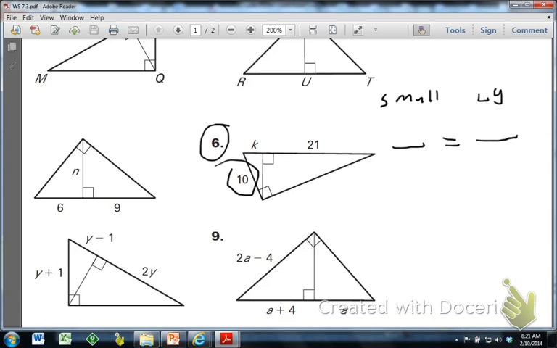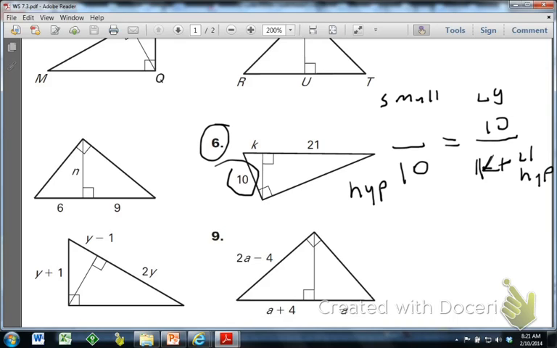The shared side is always the geometric mean. So I'm going to put the 10 here and there. That's where the geometric mean goes. So now I ask myself the question, what is the 10 for the small triangle? The 10 is the hypotenuse for the small triangle. And that means the hypotenuse for the large triangle has to go in the denominator over here, because they're similar triangles, their sides are in proportion. And the hypotenuse of the large triangle is K plus 21.